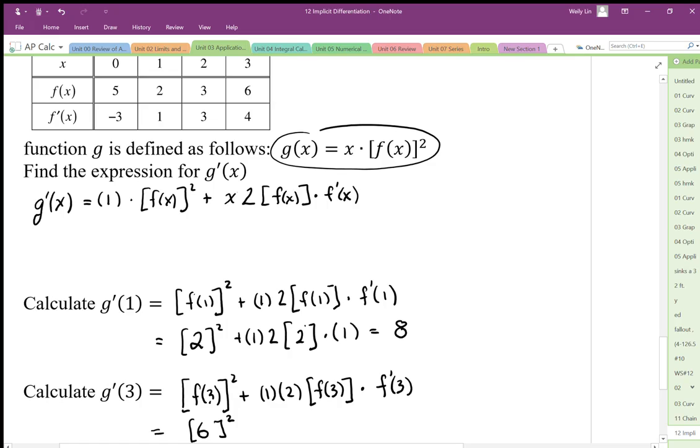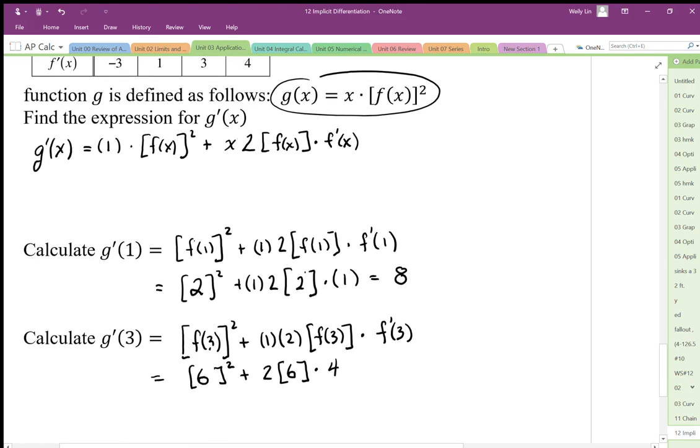plus, this is going to be 2 times f of 3, which was 6 again. Okay, so f of 3 is 6, times the derivative at 3, which is 4. So then working this out, I end up with 36 plus 2 times 6 times 4. 12 times 4 is 48. Okay, so this works out to be 84, a slope of 84. Okay, so the g prime value at 3 is going to be 84 for this function.